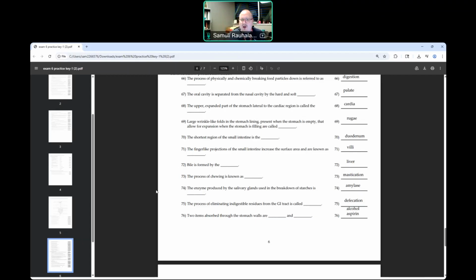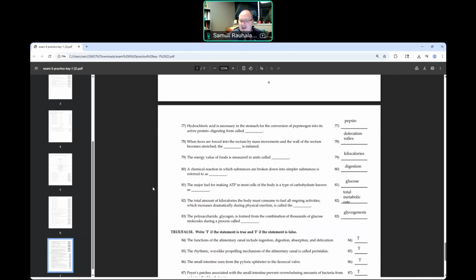On page 6, we continue this activity. Remember, pepsinogens were secreted in the stomach, but needed that acidity of the hydrochloric acid to convert it into its active form known as pepsin. We talked about the reflex triggering pooping.